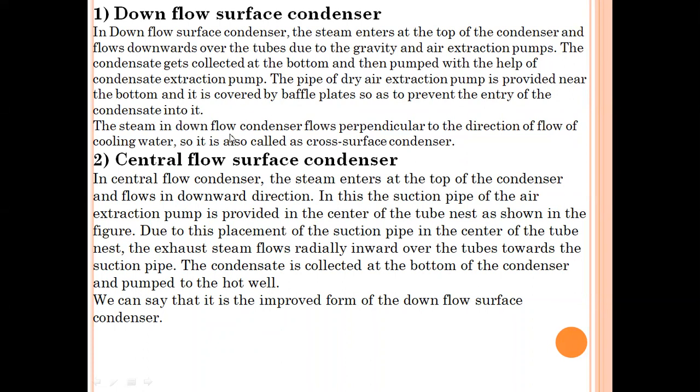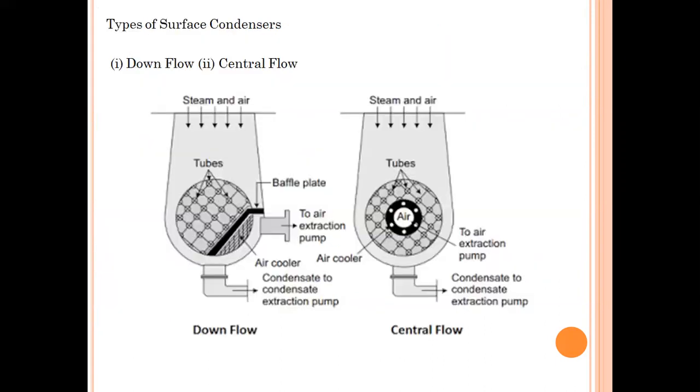The steam in a down flow condenser flows perpendicular to the direction of the flow of cooling water, so it is also called a cross surface condenser. See here, this is the down flow condenser. Steam comes from the top and goes downward as condensate, using gravity and the air extraction pump.